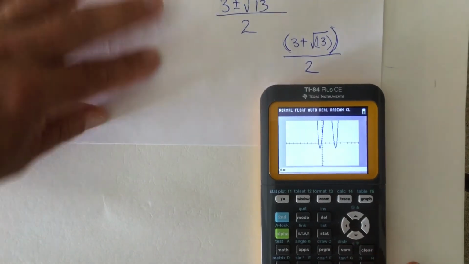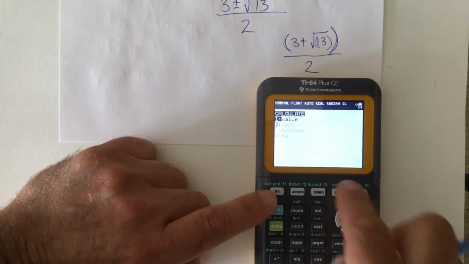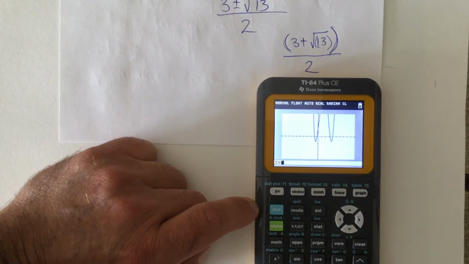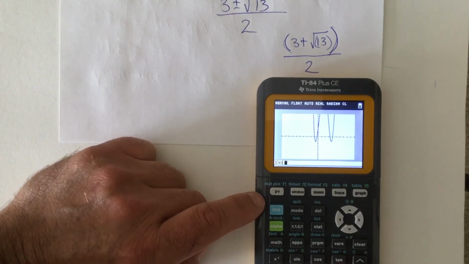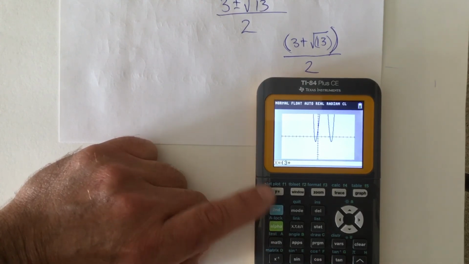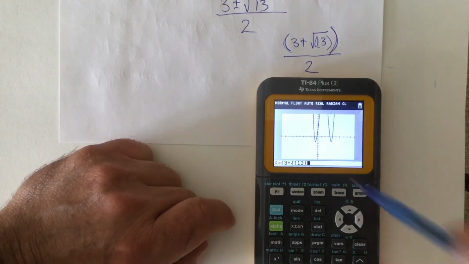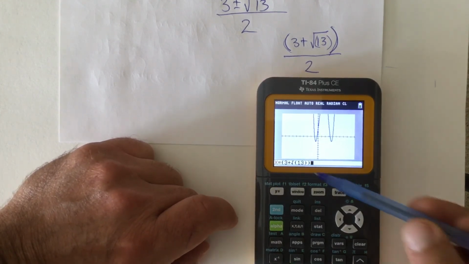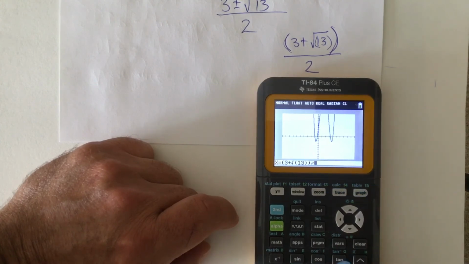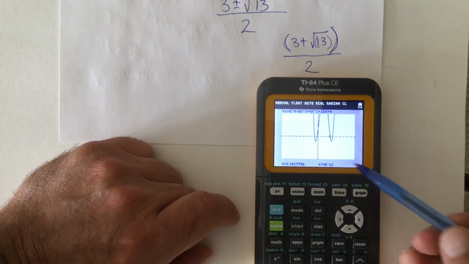I'm going to punch this thing into my calculator. Second, calculate the value. And I'm going to go parenthesis, 3 plus the square root of 13. I'm going to close the parenthesis for the radical. I'm going to close the parenthesis for the top of the fraction, divided by 2. And then I'm hoping it doesn't do anything weird. It did the weird thing.